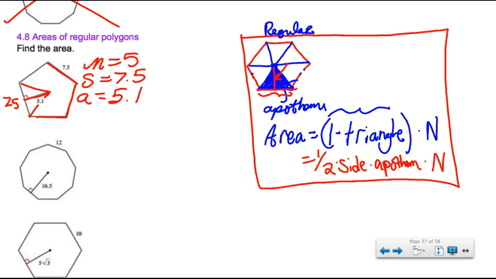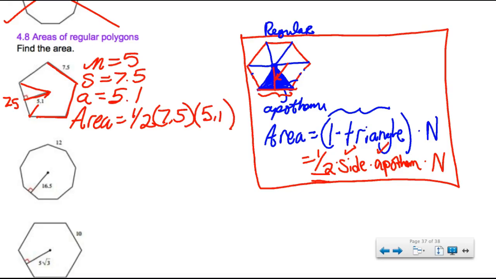So for me to get the area of that whole figure, here's what I do. I do 1/2. So I'm going to write area equals 1/2 the side length, 7.5, check, times the apothem, what's that, 5.1, check, times, this will give me one triangle, by the way, 1/2 base times height, but I have 5 of them, so times 5. And then you just go to your calculator and you crank that out.